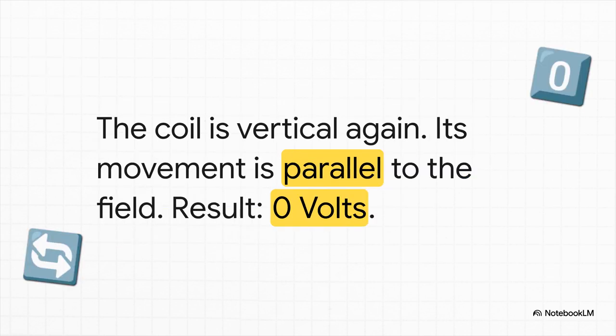We keep spinning. Another quarter turn brings us to position 3. The coil is vertical again, and just like when we started, it's moving parallel to the field lines. No cutting. So what happens? You guessed it. The voltage drops all the way back down to 0.